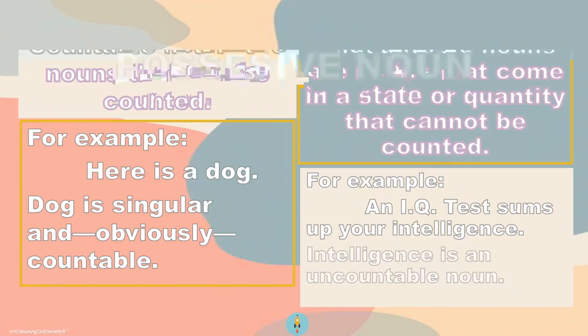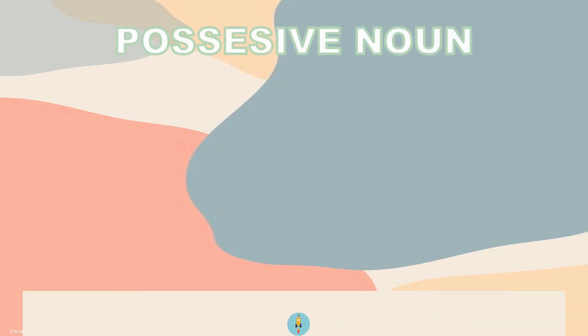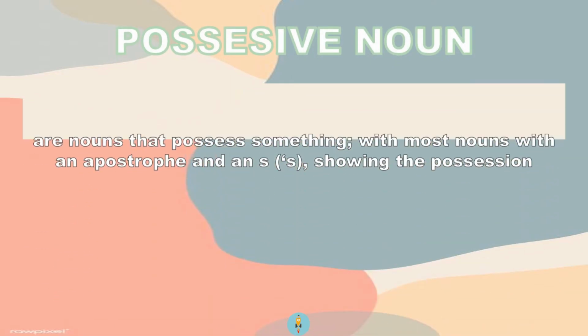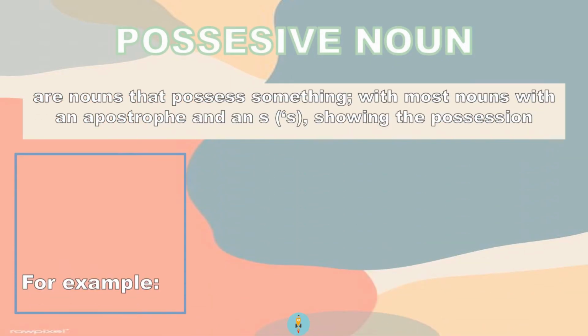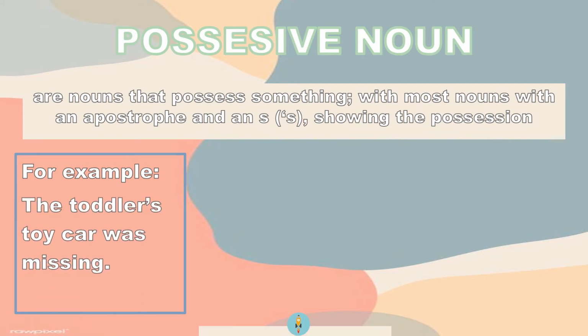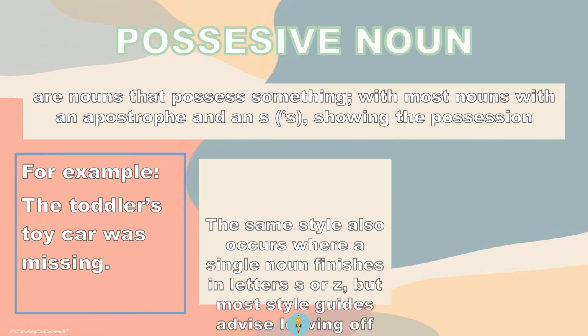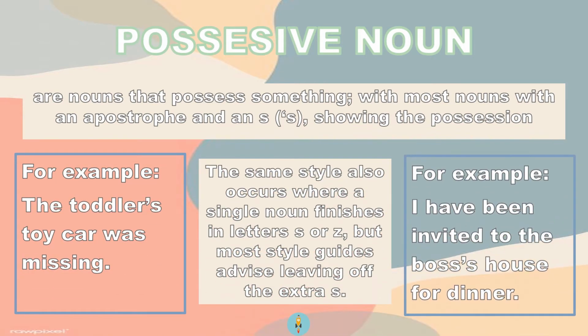Because now we have possessive nouns. Possessive nouns are nouns that possess something, with most nouns with an apostrophe and an s showing the possession. The same style also occurs where a single noun finishes on letters s or z, but most style guides advise leaving off the extra s.